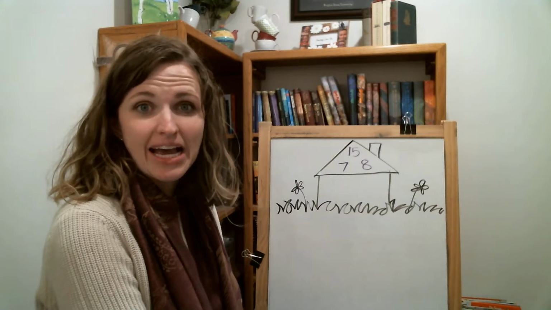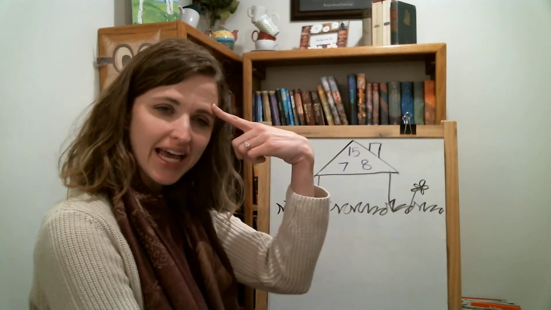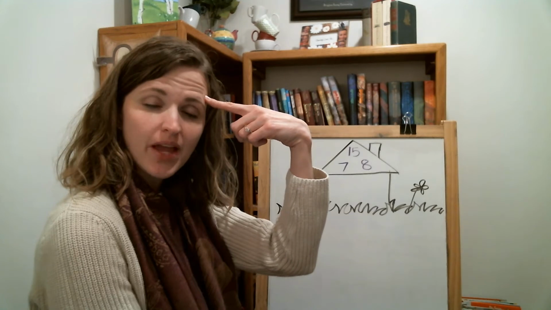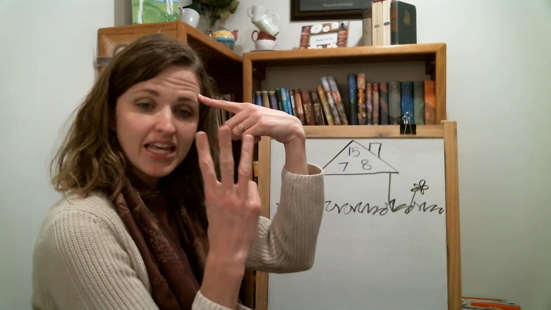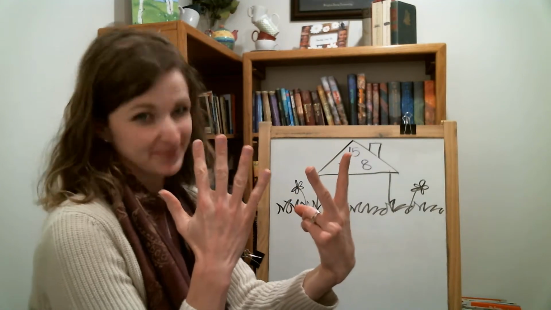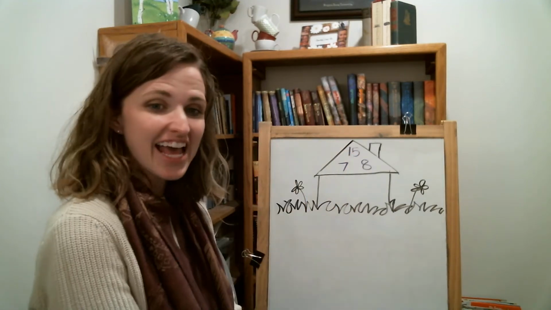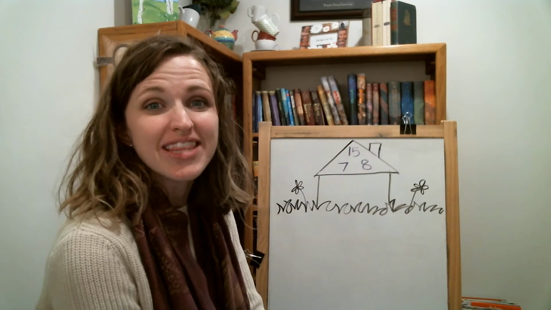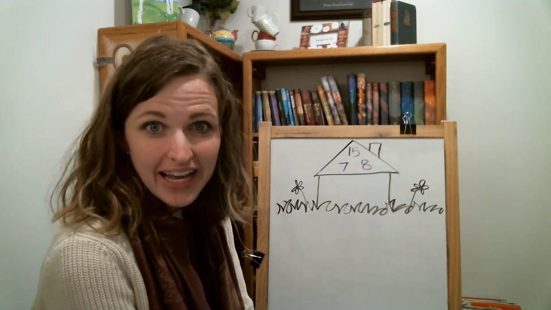I'm just going to count on. I'm putting 8 in my head and counting on: 8, 9, 10, 11, 12, 13, 14, 15. I added 7 to 8 and I got to 15. So these numbers do make a fact family.